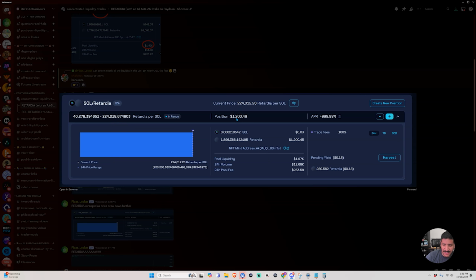Worth $1,200. So I took $700 out and I set up a new liquidity pool. As you can see, there's no Solana in here. I pulled it out simply because price was pumping. I didn't want price to retrace back into my range and convert the Solana back into Retardia, right? So I'm just taking profit, right? As it's getting converted. And it's good practice to take profit on the way up, right?